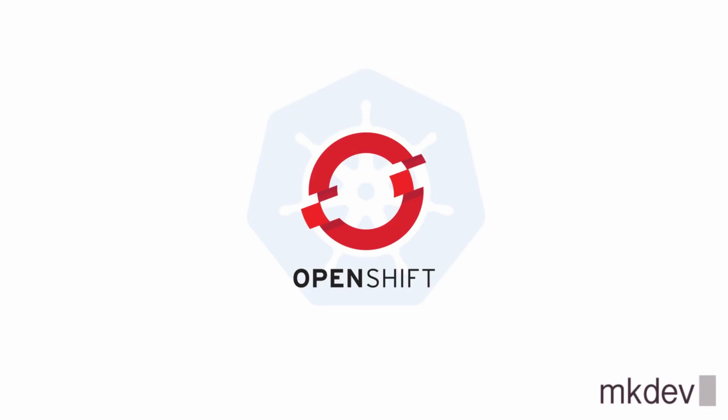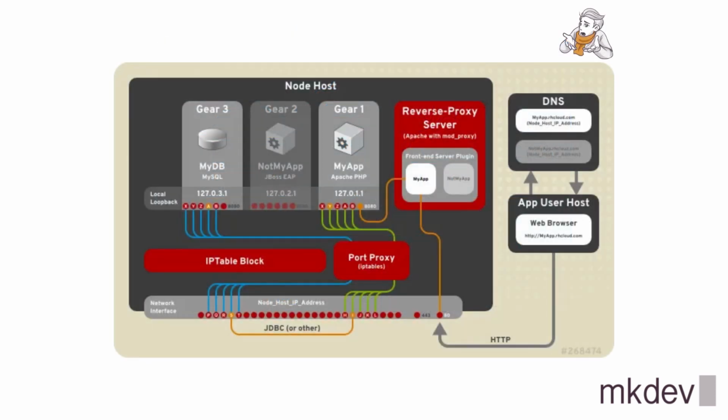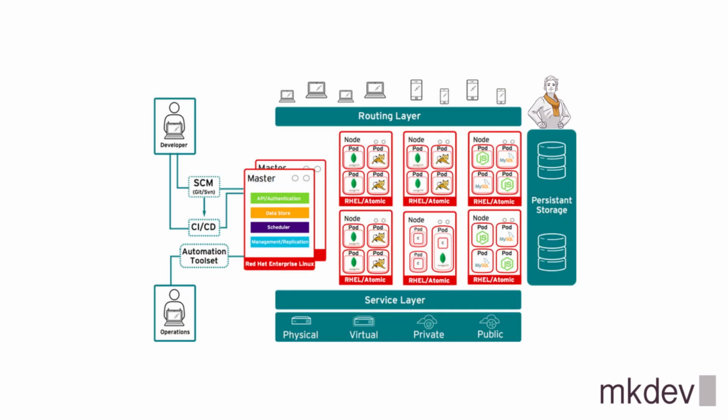Hey, let's talk about OpenShift. OpenShift is one of the most popular Kubernetes distributions in the world. It has existed for almost 10 years and went through 4 major version releases. Already back in 2011, OpenShift was based on containers, but Red Hat developed their own custom container technology and container orchestration tools. It all changed with the release of OpenShift 3 back in 2015.